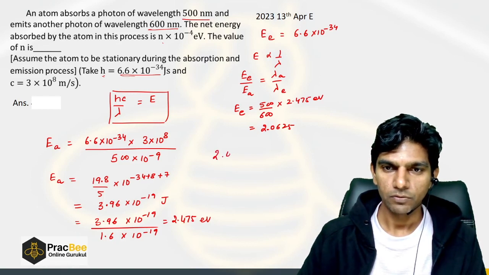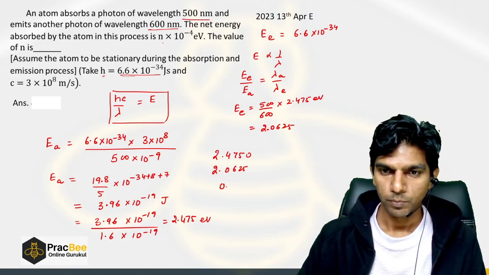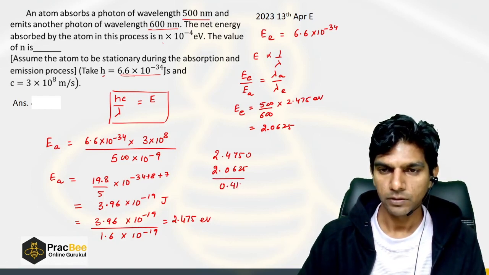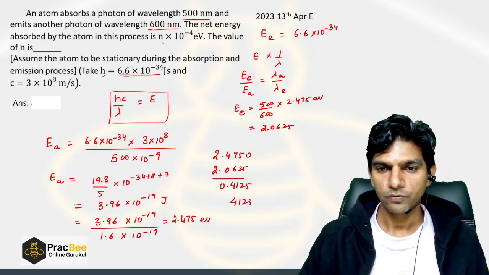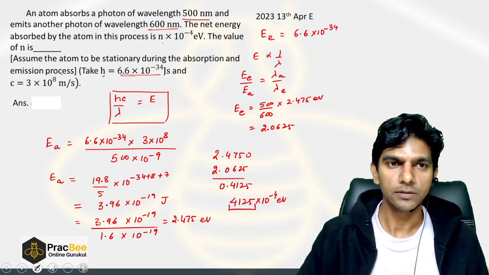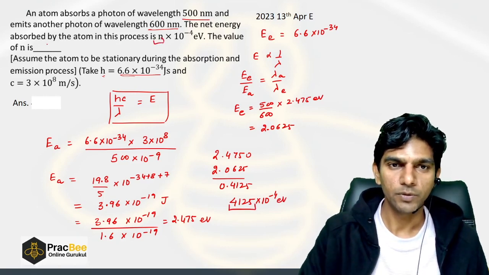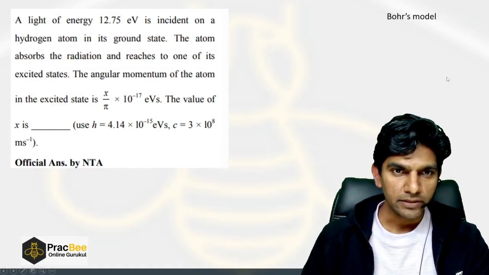So 2.475 minus 2.0625, right? This comes out to be 0.4125, which is nothing but 4125 into 10 raised to power minus 4 electron volts. So the answer of this question, the n value, will be 4125. Now let us see another illustration.